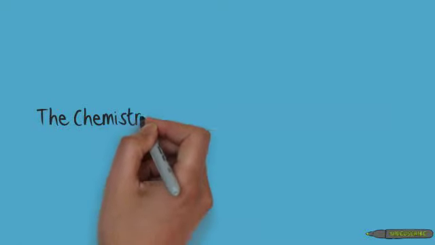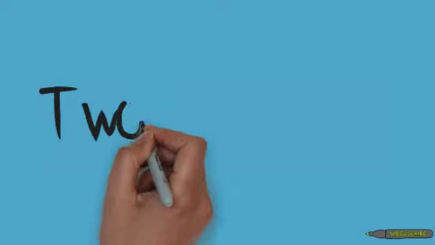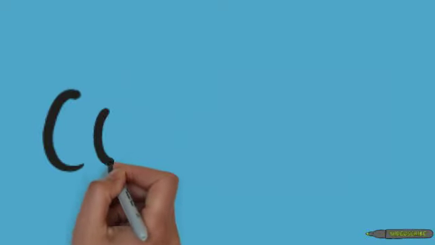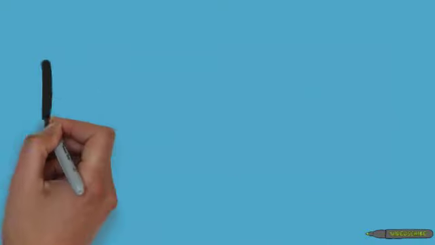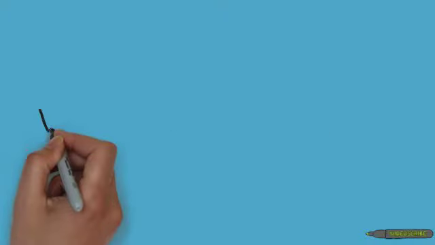Today we are here to talk about the chemistry behind whitening toothpaste. Let's go over some background information. All toothpaste has two functions: cosmetic, which is improving the teeth's appearance by removing stains from the surface, and hygienic, which is to prevent tooth decay by removing food particles and plaque from teeth.